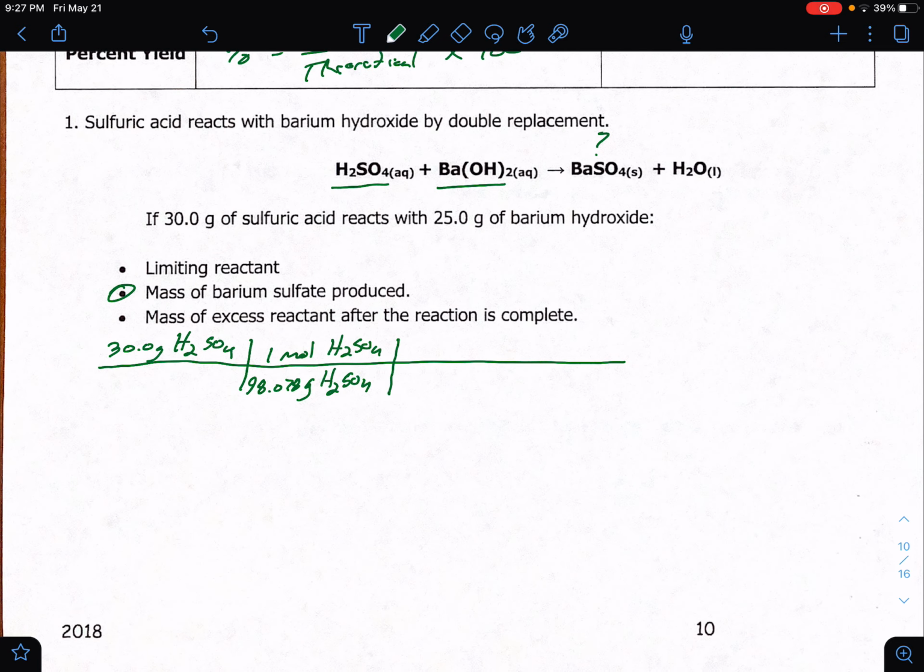Okay, my next step is I'm in moles of H2SO4 now, so I'm going to bring moles of H2SO4 on bottom next.